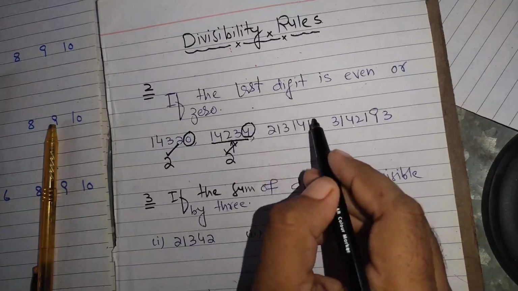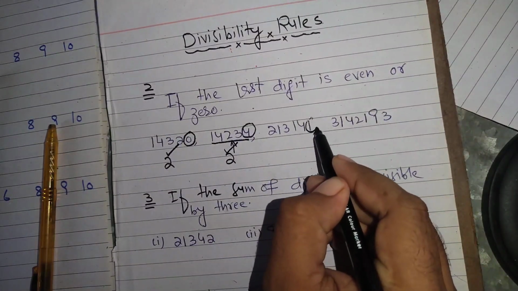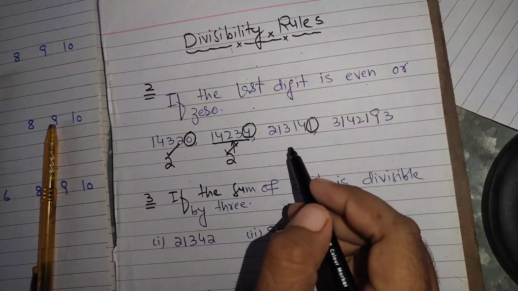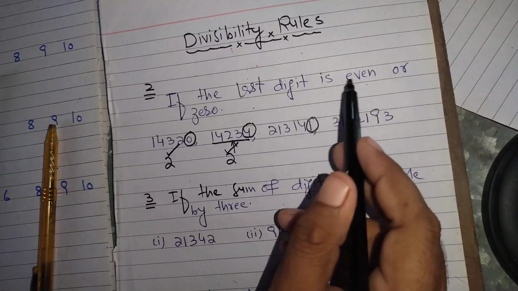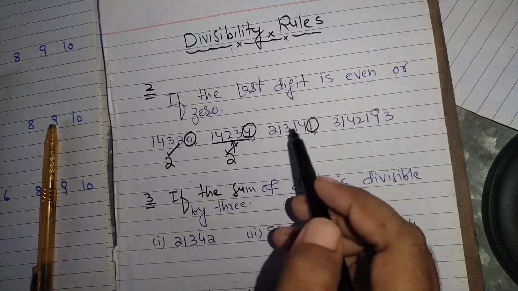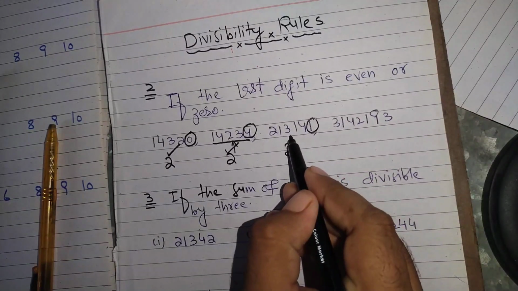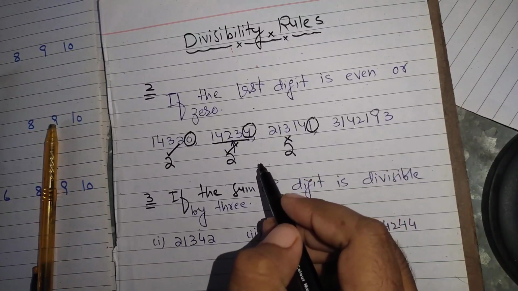And come to the third number, 213141. Here we see at the end there is 1. 1 is an odd number. According to the rule, there is no even digit or 0 present, so we say that 2 is not a divisor of this number.